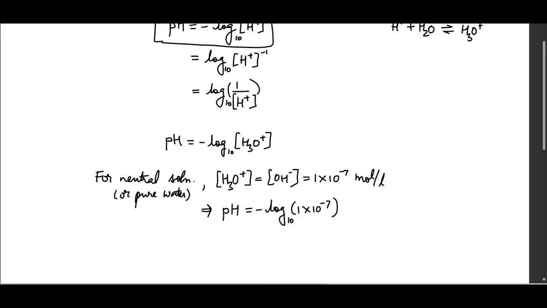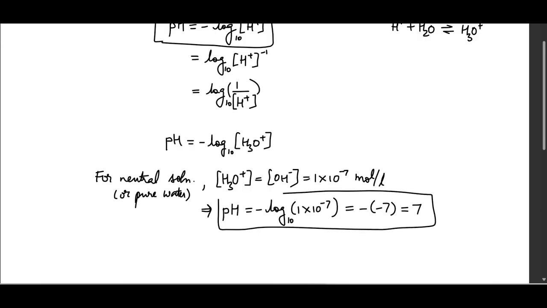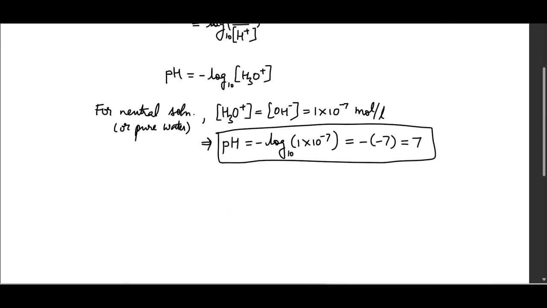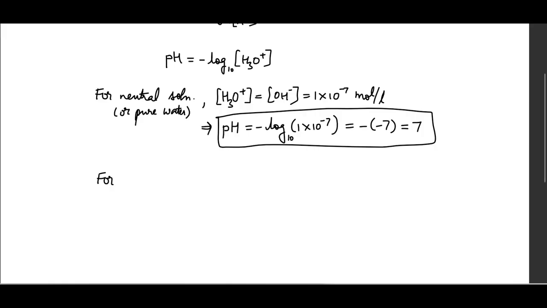So it's nothing but minus of this log value, which will be minus 7 because it is 10 raised to minus 7, right? 1 into 10 raised to minus 7 is 10 raised to minus 7. So log of 10 raised to minus 7 to the base 10 is minus 7. So already there is a minus sign in the front. So minus of minus 7 will become 7. So whenever pH is 7, we say it is a neutral solution or it is pure water. Okay. Now next is for acidic solution.